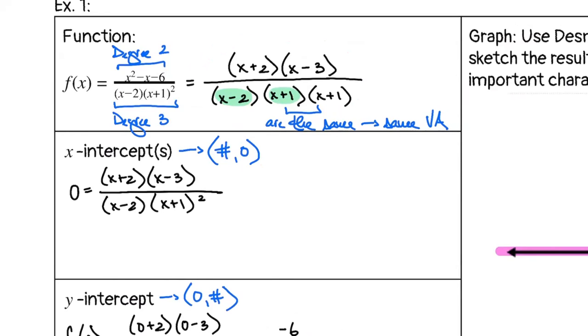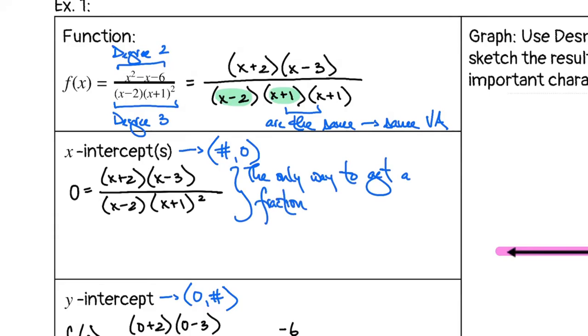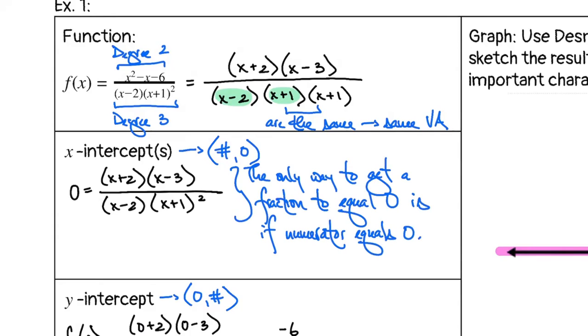Now, one really, really, really important thing to note is this. The only way to get a fraction to equal 0 is if the numerator equals 0. Okay, so let me repeat that one more time. The only way to get a fraction to equal 0 is if the numerator equals 0.